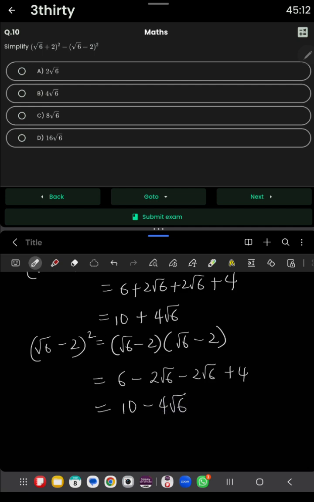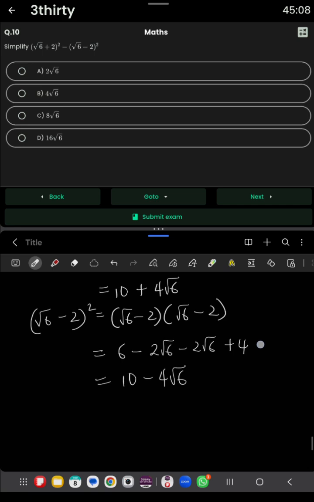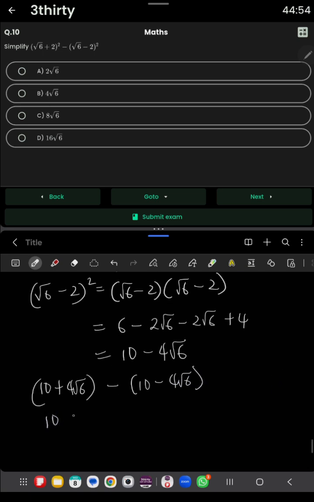Okay, I see it now, we could have done this as difference of 2 squares. It did not occur to me. Anyway, let's see. Hopefully this works this time. So 10 plus 4 root 6 minus 10 minus 4 root 6. Okay, I can already see my answer. 10 cancels 10, so I have 8 root 6 as your answer.